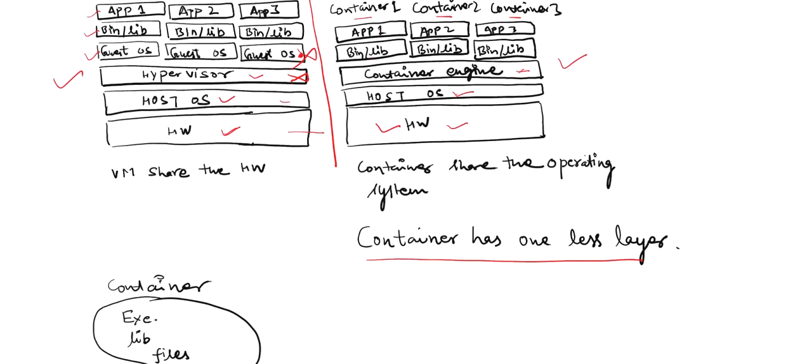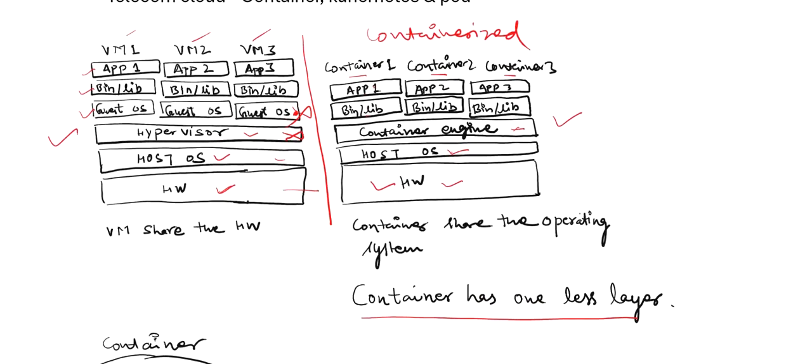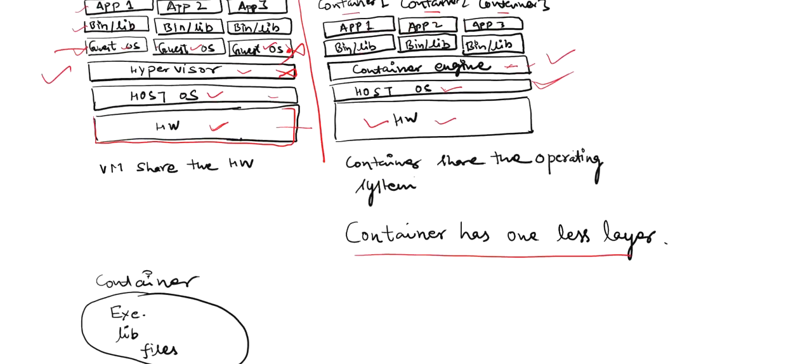Broadly, we see that the container system shares the operating system. Here there is a separate guest OS for every application, but here the operating system is the same. The virtual machine systems share hardware infrastructure, but the containers share the operating system as well. So these are the broad differences between the virtual machine and containerization systems.